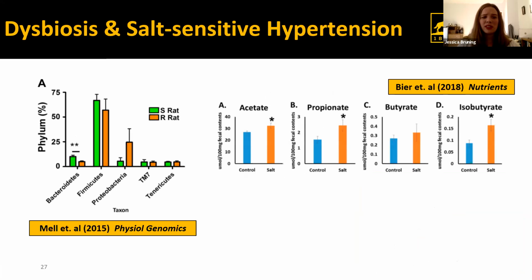So what does this have to do with salt-sensitive hypertension? Well, in A, this is another way that we can categorize the microbiome. We just do it by percentage of phyla. So we can see that salt-sensitive animals, animals that you feed salt and they develop hypertension, they're in green. They have a completely different microbial profile than normotensive animals. And as well, when we feed animals salt, seen in A through D on the right panel, we have an increase in short-chain fatty acid concentrations in their fecal samples, showing that there's some sort of relationship between salt and an increase in short-chain fatty acids. Next.